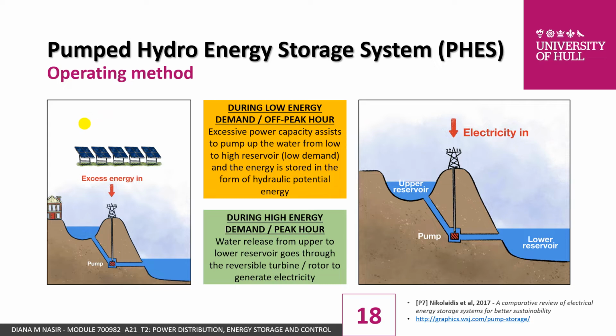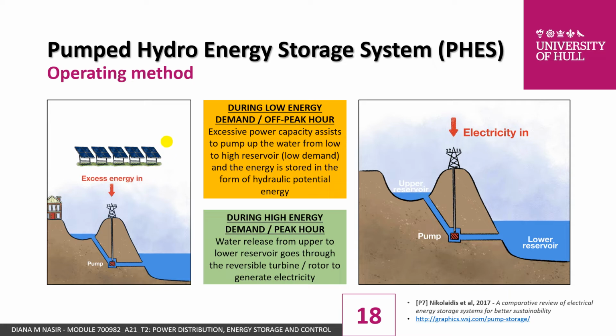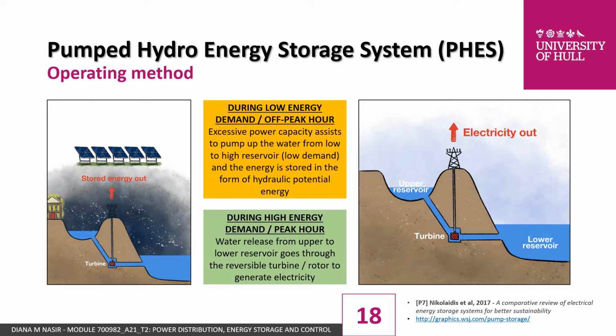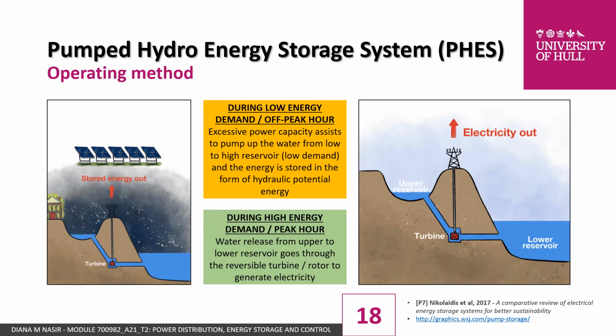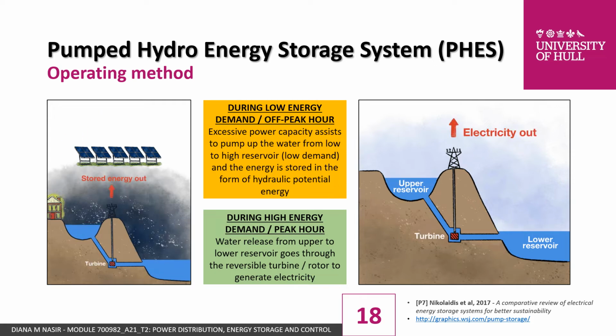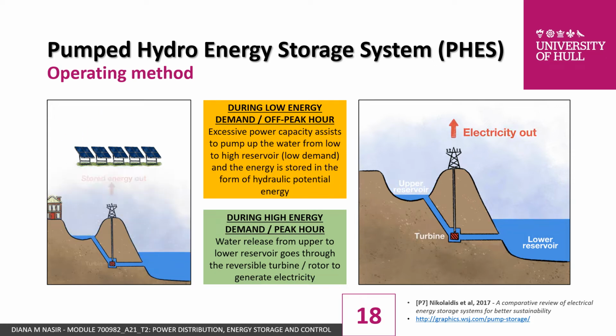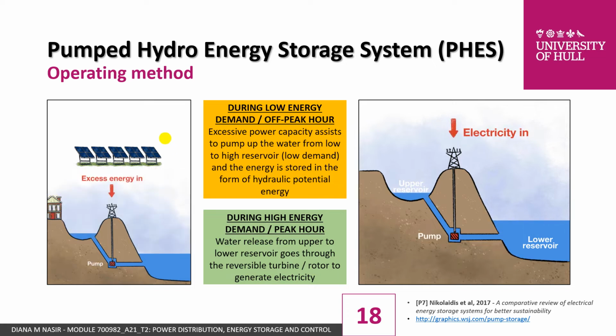So if you can refer to both of the GIFs that I have put here, they are very good examples to understand how the system works during low energy demand versus during high energy demand. So during low energy demand, excessive power capacity assists to pump up the water from the lower to the higher reservoir, and the energy is stored in the form of hydraulic potential energy. During high energy demand, of course, you have to think vice versa, where the water will be released from the upper to the lower reservoir, and it will go through the reversible turbine or rotor to generate the electricity.